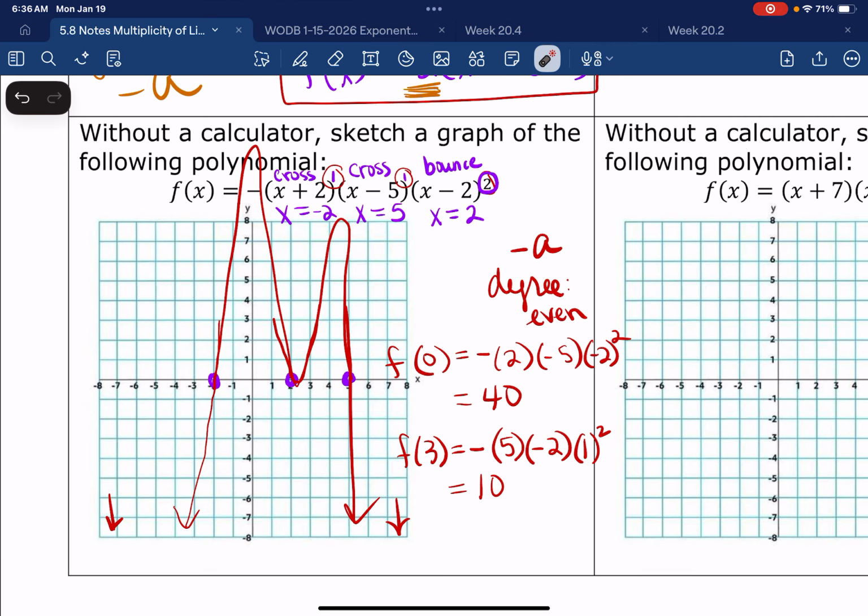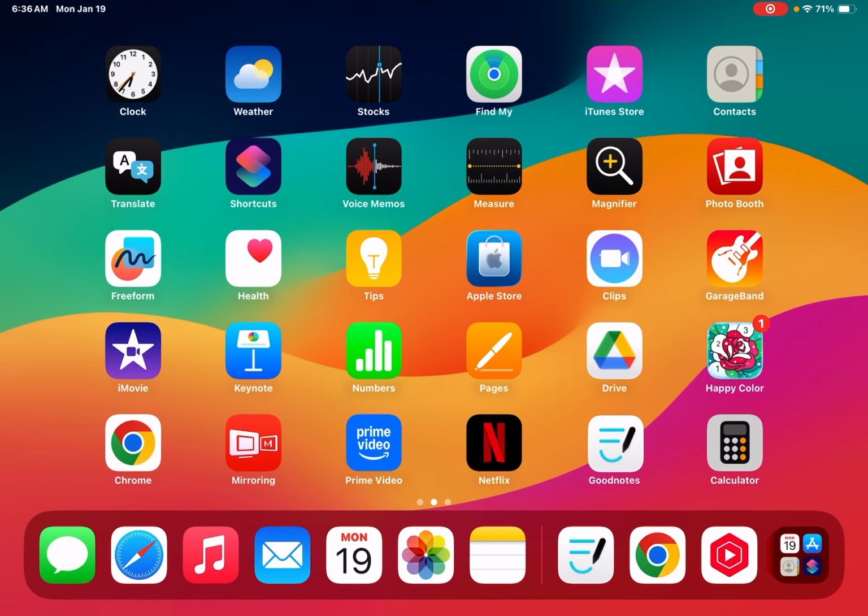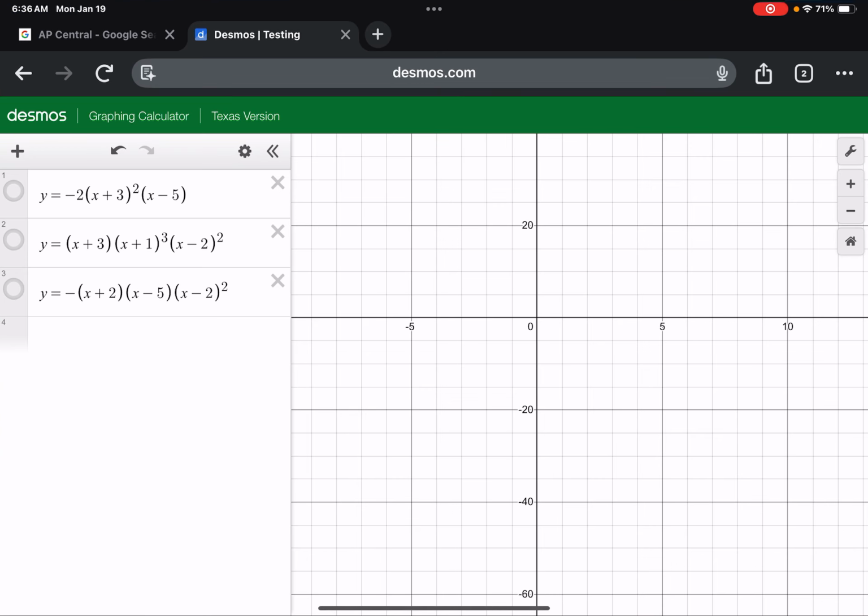So you can do that with all of your functions. Anytime if you want a more exact picture, you can substitute in as many x values as you want into your functions just to find multiple other points to help graph your function. And obviously I love using the Desmos graphing calculator.